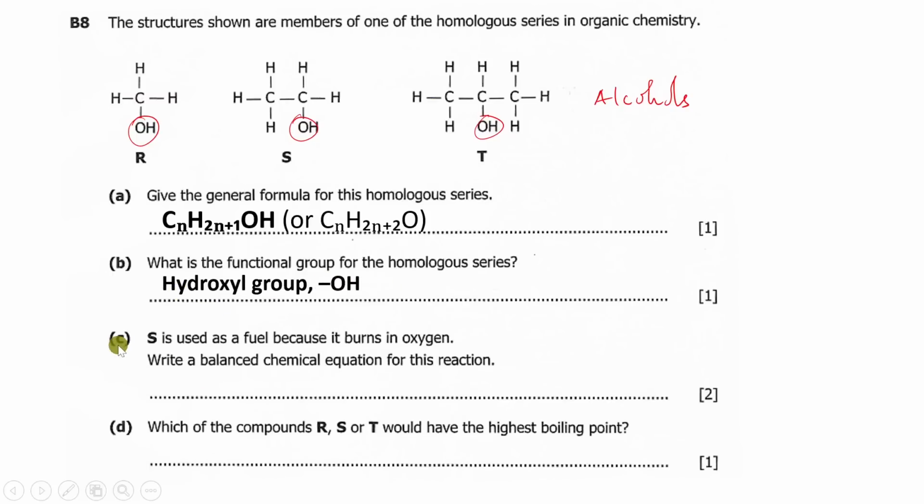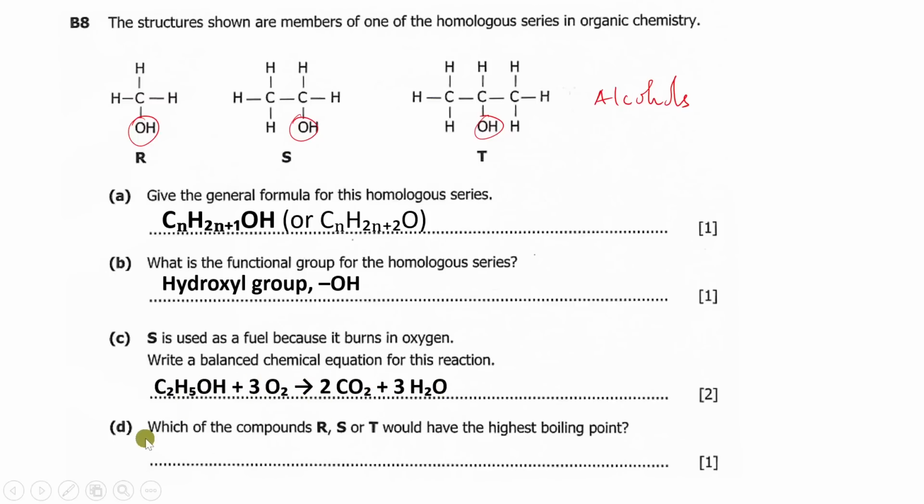Then they're saying C, S is used as fuel because it burns in oxygen. This one here, S, which is ethanol. Write a balanced chemical equation for this reaction. This would be it: ethanol plus oxygen gives carbon dioxide and water.